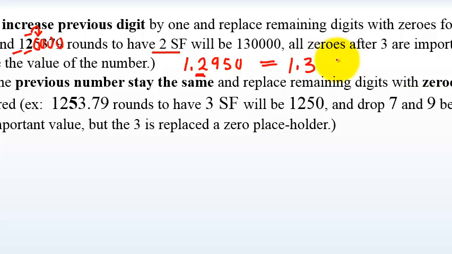Why is that? Because if I were to replace this with 0, it wouldn't have any value, right? Because 1.3000 is the same thing as 1.3, so we don't care about the 0.